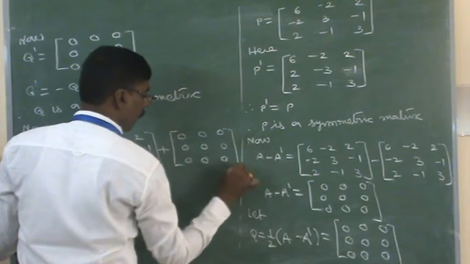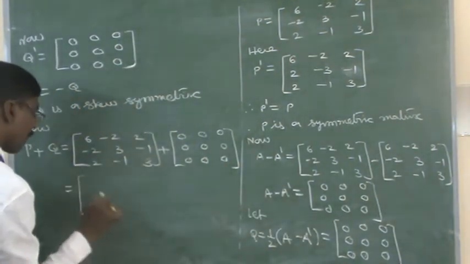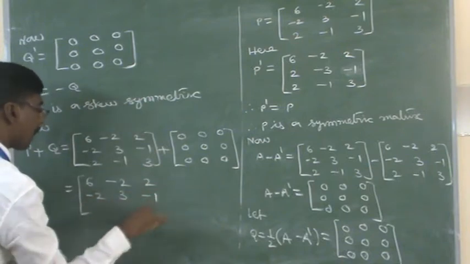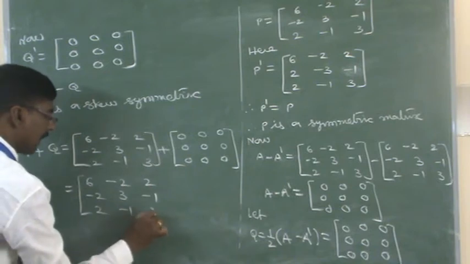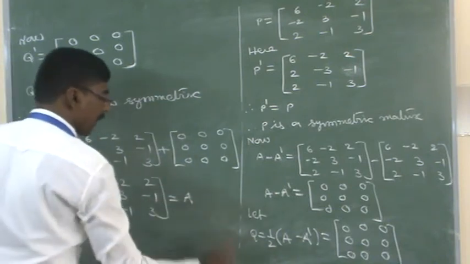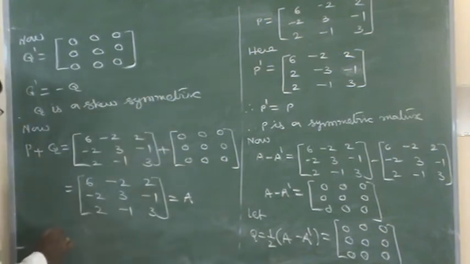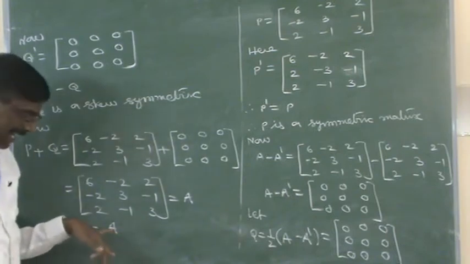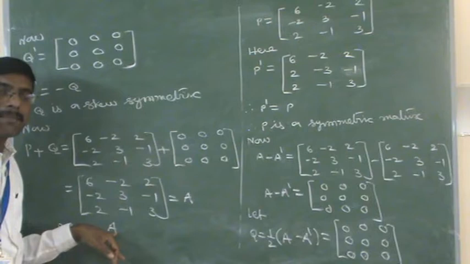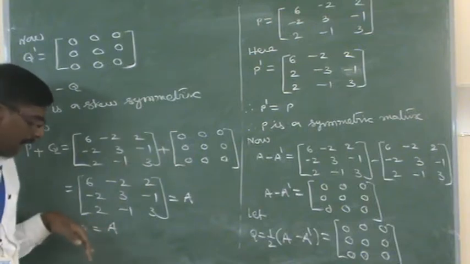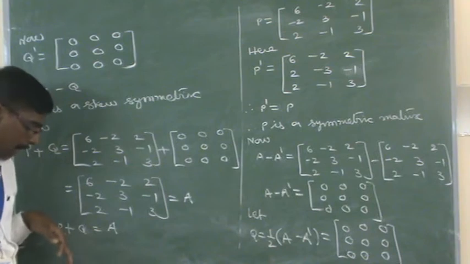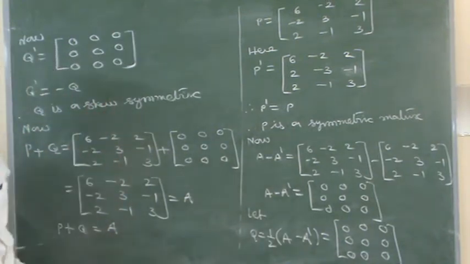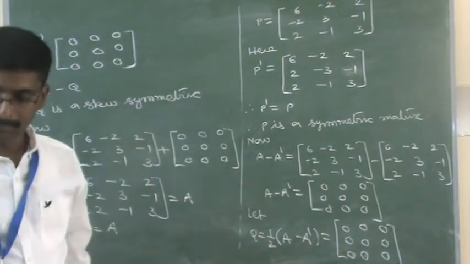By adding these, we get the matrix 6, minus 2, 2; minus 2, 3, minus 1; 2, minus 1, 3, that is equal to matrix A. Therefore, P plus Q is equal to A. Hence it is proved. Why? Because the question is to express the given matrix A as a sum of a symmetric and a skew symmetric matrix. So P plus Q is equal to A, where P is a symmetric matrix and Q is a skew symmetric matrix. Hence it is proved. That is our answer. Over.